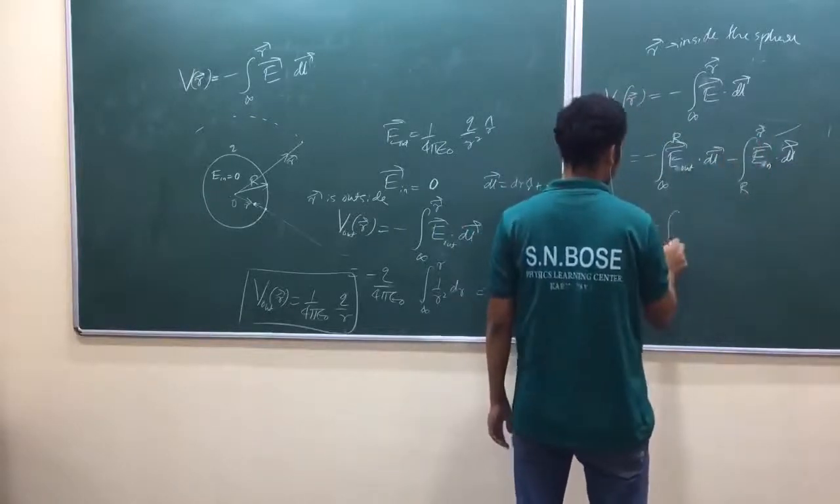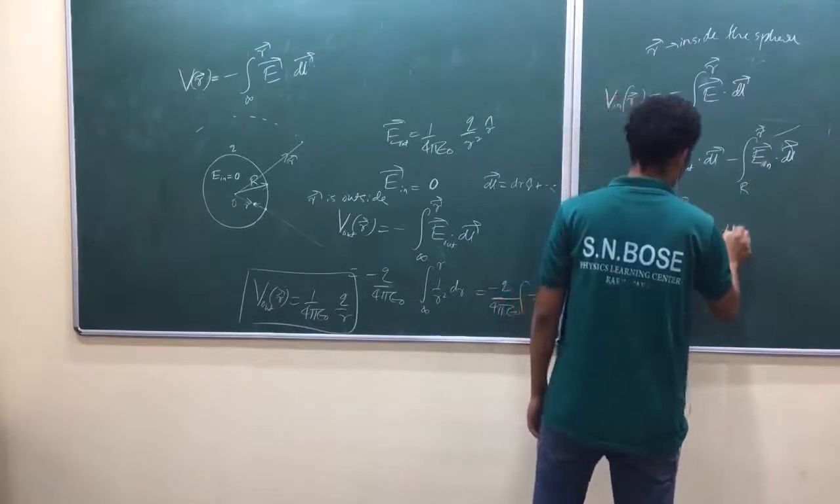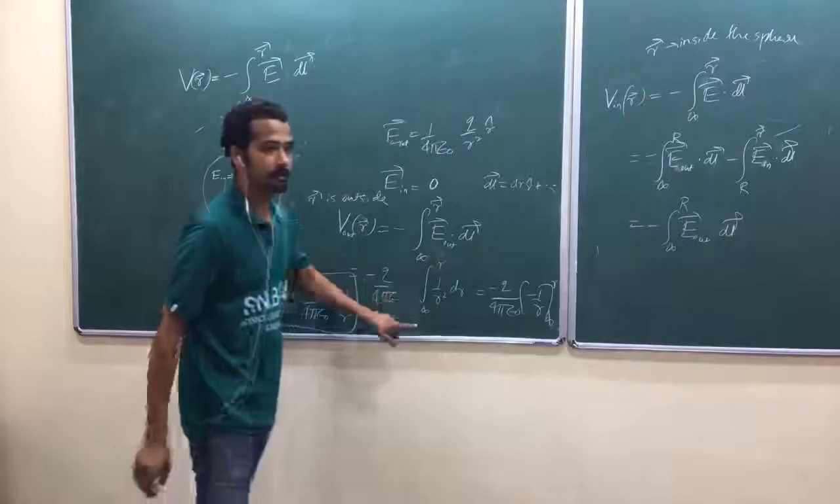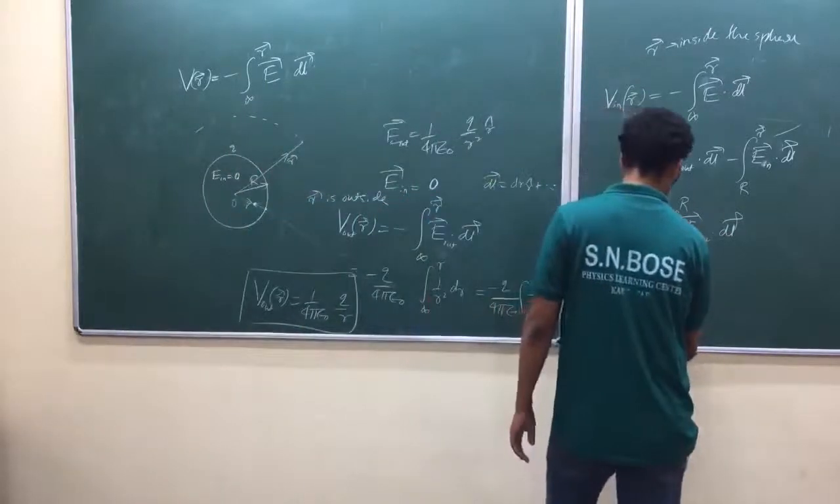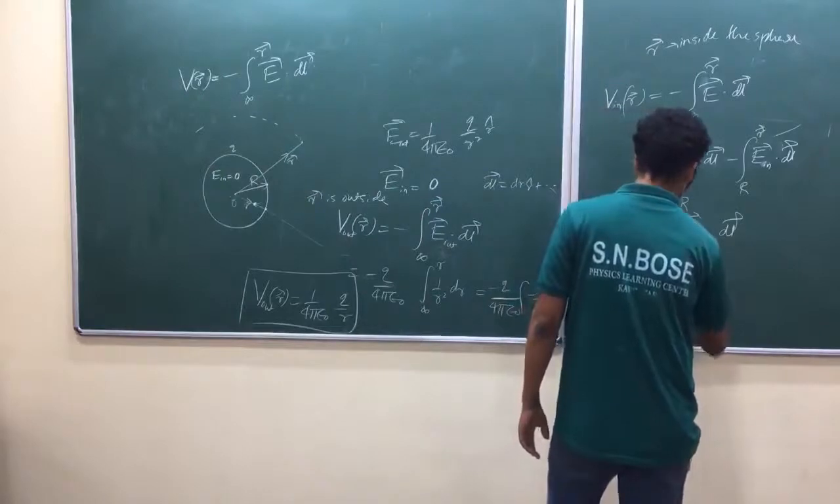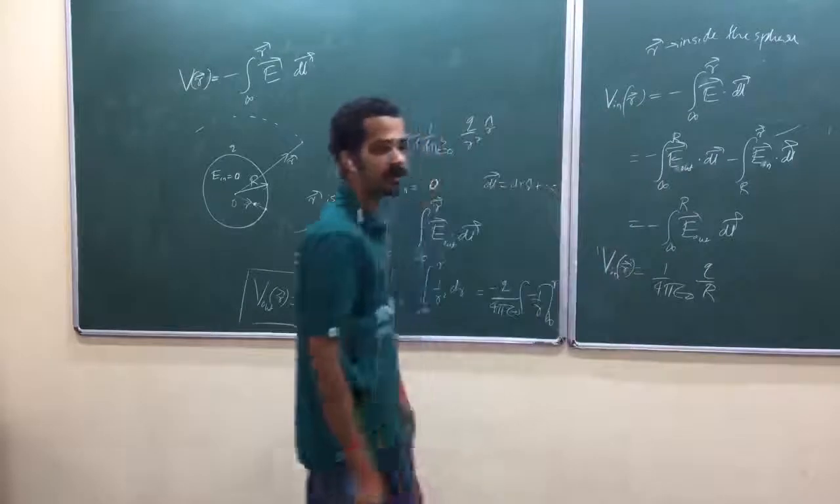What is this one? Infinity to R, E out dot dl. Again, exactly same integral, but this upper limit is capital R. So that will become 1 by 4 pi epsilon naught q by capital R. Look at here. Inside potential is constant.